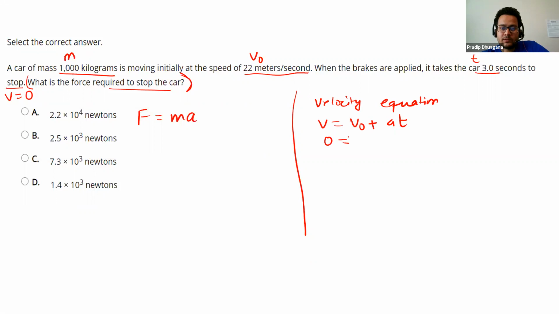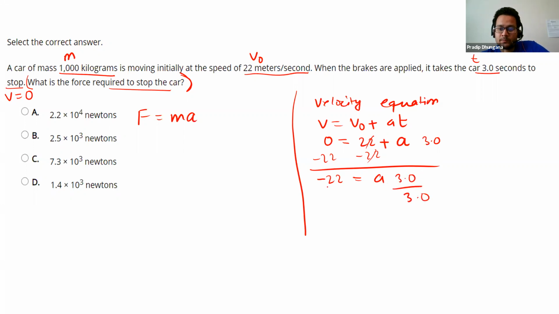Final velocity is 0, initial velocity is 22, we have to calculate acceleration a, and t is 3 seconds. Subtract 22 on both sides. Negative 22 is a times 3, divide both sides by 3. So acceleration is negative 22 over 3, around negative 7.3 meters per second squared. In that way, we have calculated acceleration.